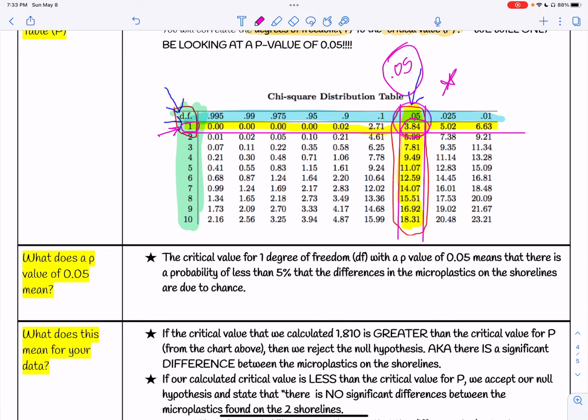All right, so what does a p-value of 0.05 mean? This means the critical value for 1 degree of freedom, the p-value of 0.05, is that there's a probability of less than 5% that the differences in microplastics on the shoreline are due to chance. So yes, they can be significantly different from each other. However, that was random and could have happened anytime. It's not certain, and you won't see that trend again. That's not too common. Less than 5% means you're greater than 95% confident.